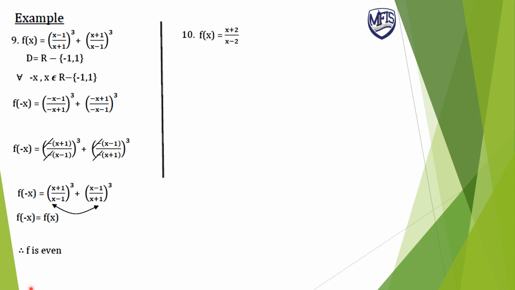Number 10. If f of x equals x plus 2 over x minus 2, the domain of this function is R minus 2. So we cannot test f of negative x, because the domain is not symmetric. So this function is neither even nor odd.